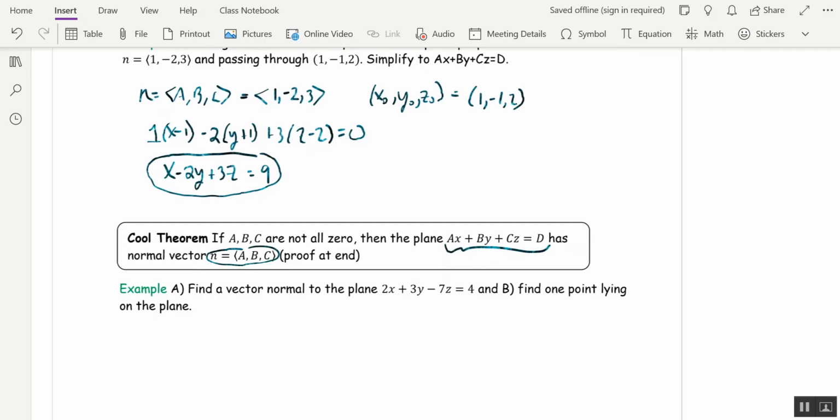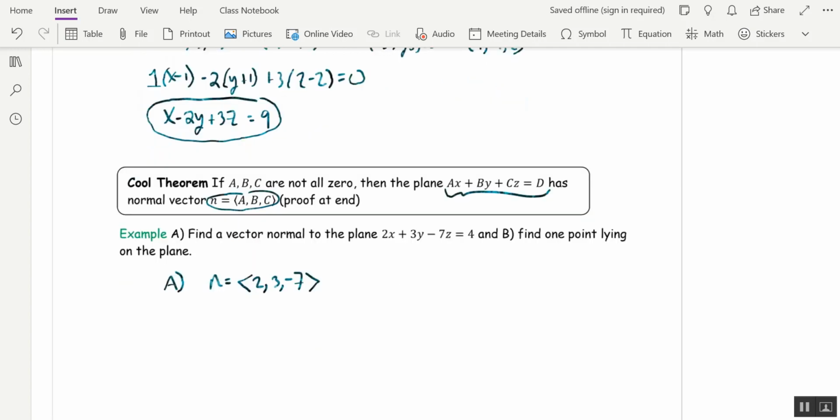So for example, A, find a normal vector to the plane. So for part A, that's super easy. We just pluck off the coefficients, 2, 3, -7, because that equation's already in the correct form. And B, find one point lying on the plane.